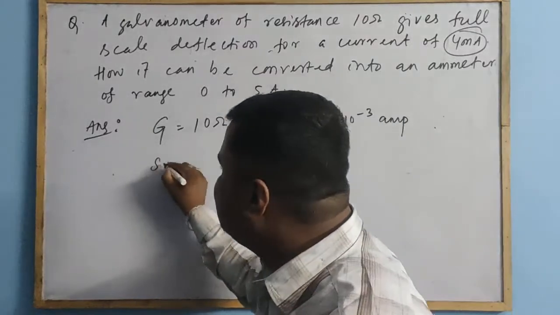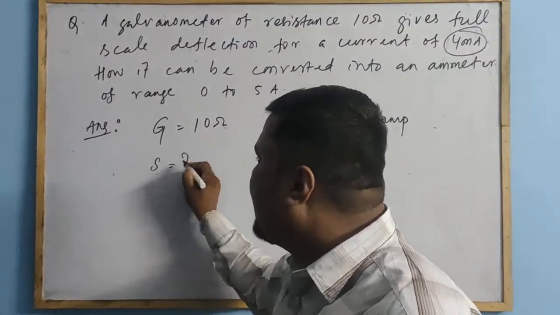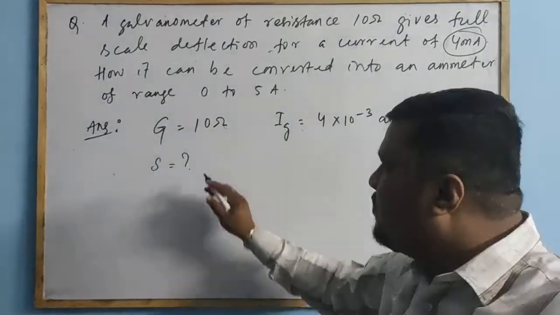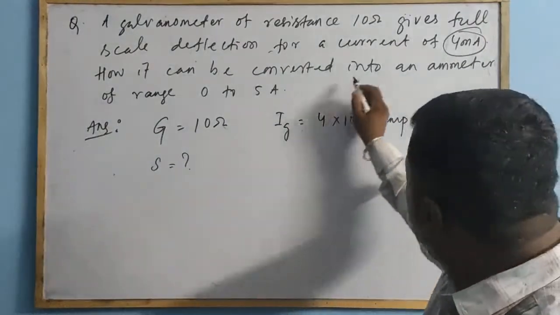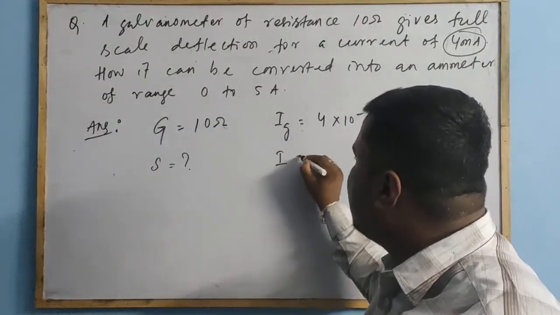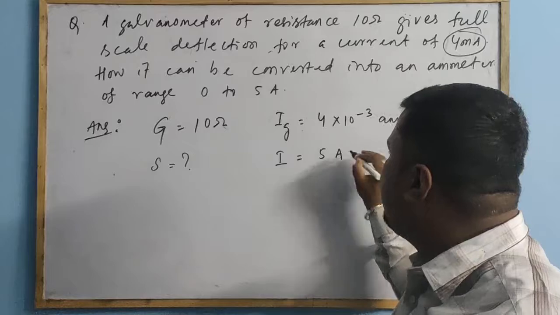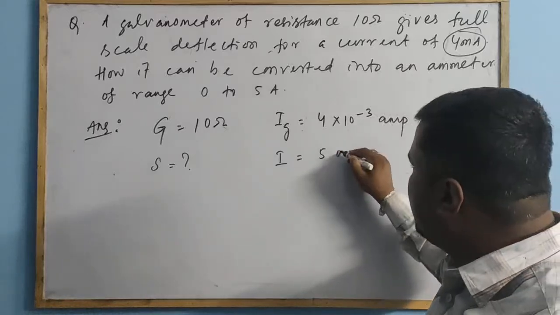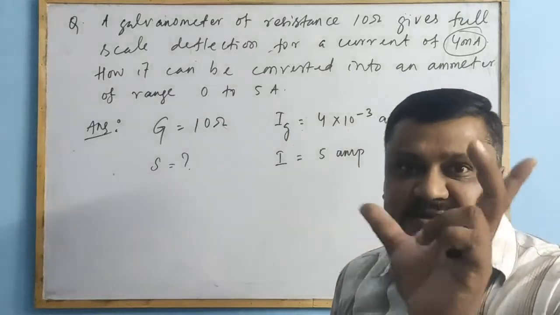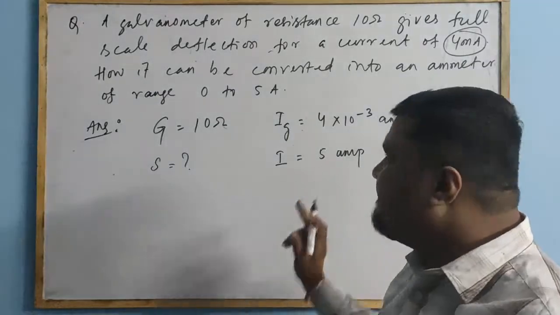How can it be converted to an ammeter? That means what is the shunt resistance required? To convert the galvanometer, a shunt resistance should be connected in parallel. That is clear. So what is this S value, so that it becomes an ammeter of range 0 to 5 ampere? That is, I is equal to 5 ampere, meaning the total current which can be measured is from 0 to 5 ampere, a maximum value of 5 ampere.